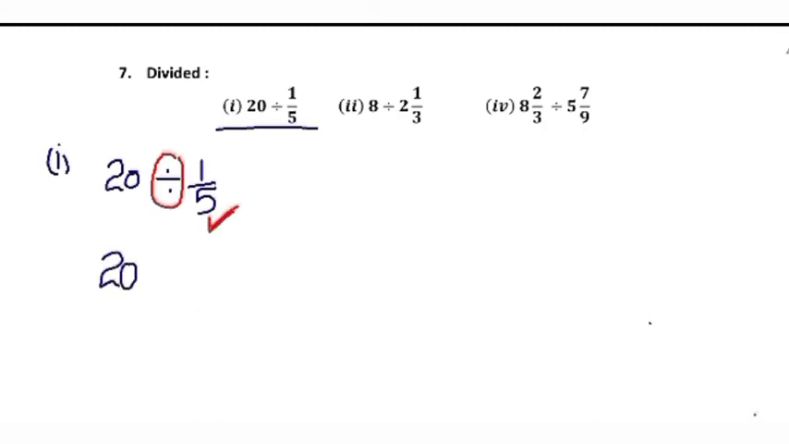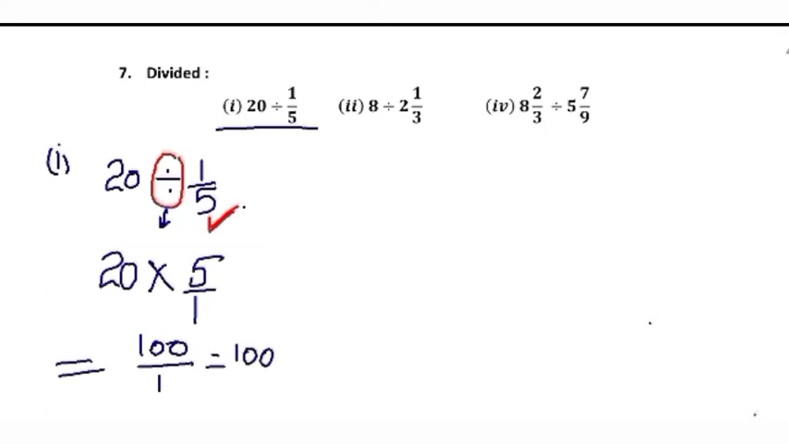First number will remain the same. This division sign will be replaced by multiplication, and then for the second number, the number with which we are dividing, we will write the reciprocal of that number. Okay, reciprocal of 1 upon 5 will be 5 upon 1, or you can simply write 5. Now 20 multiply 5 is 100 upon 1, or 100 upon 1 is equal to 100. So this is your answer.